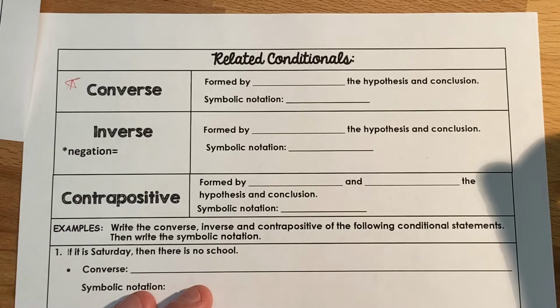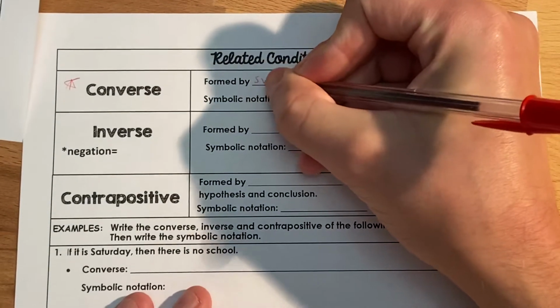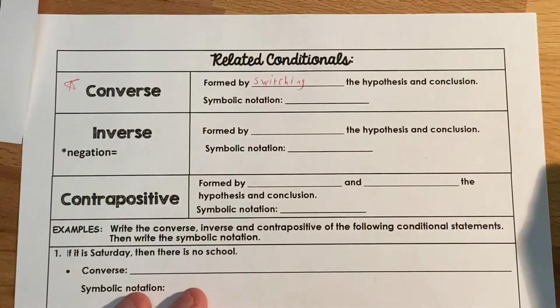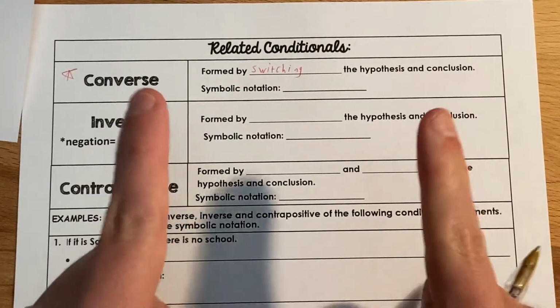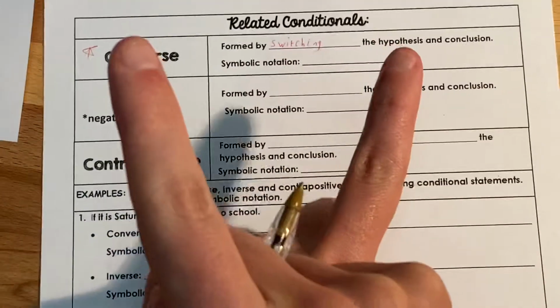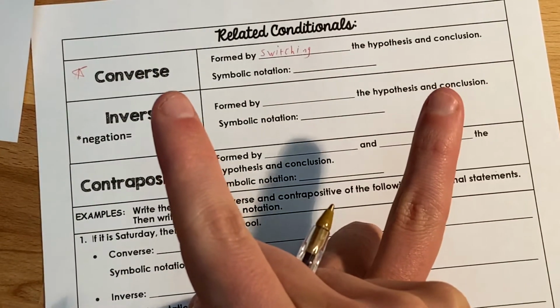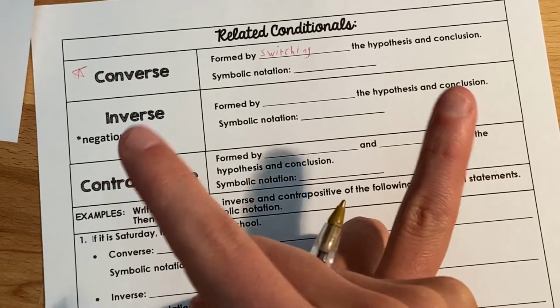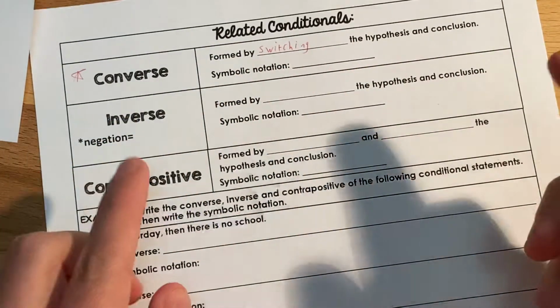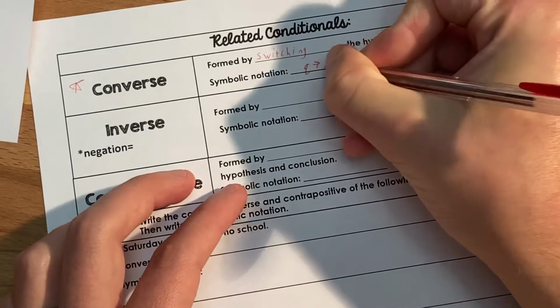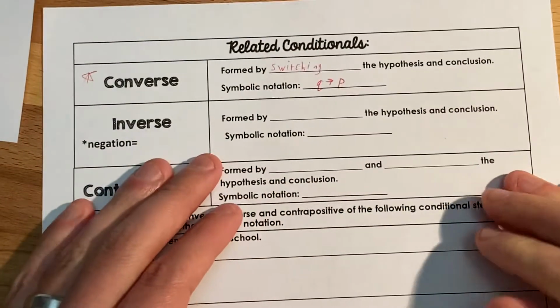So converse is formed by switching the hypothesis and conclusion. So instead of the hypothesis and then conclusion, you would switch those two statements. And then this would be the new hypothesis and this would be the new conclusion. They just completely switch. So instead of P, Q, it would be Q and then P. You switch them.